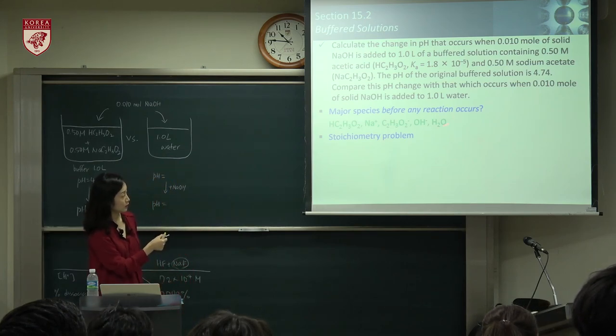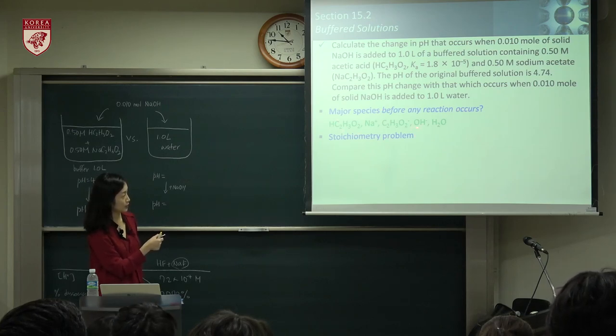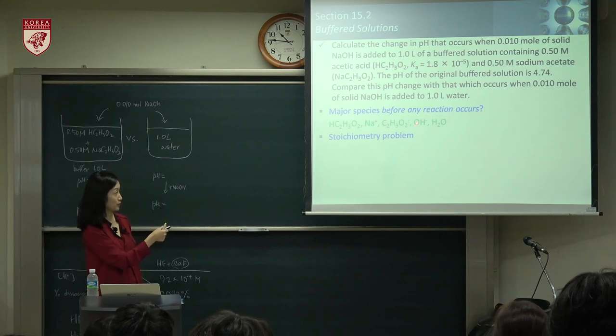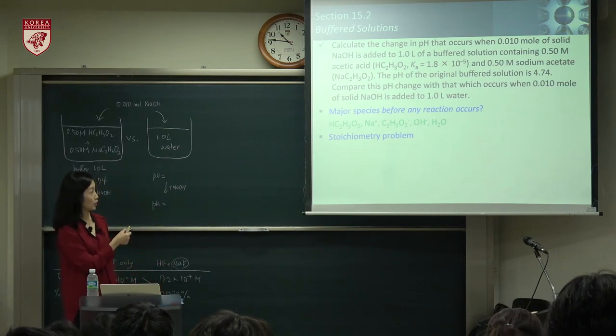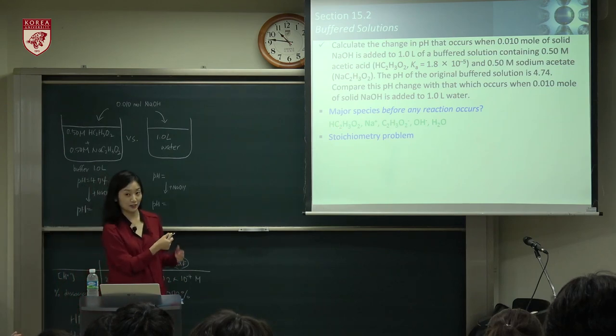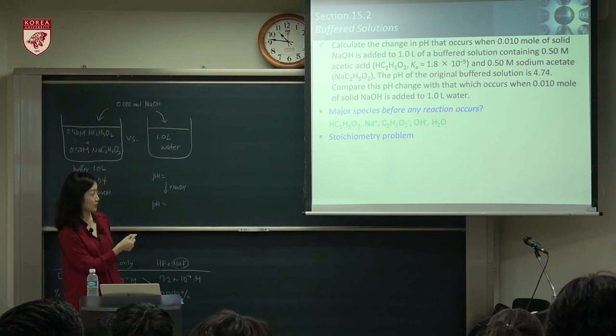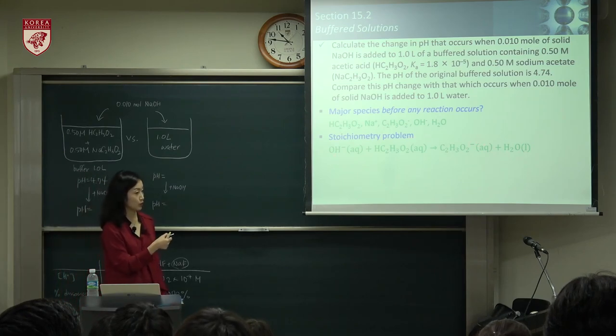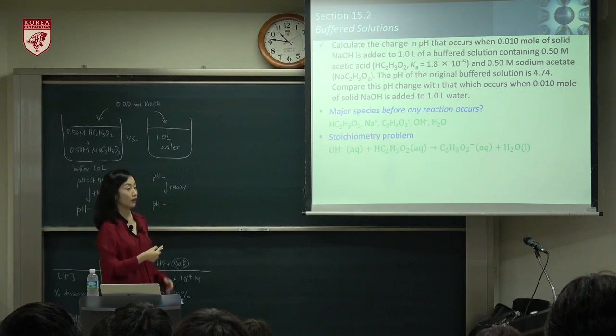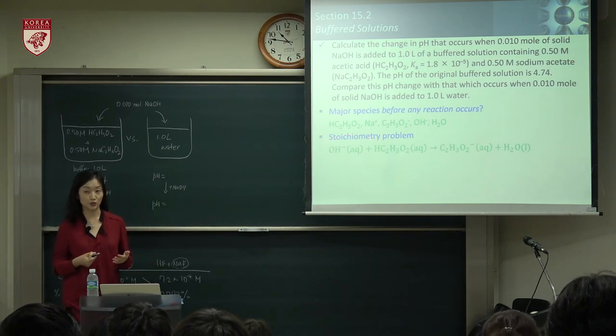We have to focus on the major species. So we note that OH minus is a strong base, which has a great affinity for protons. So it will look for the best proton source. In this case, what is the best proton source? It's the acetic acid. So there will be a reaction between the OH minus and the acetic acid to form acetate and water. So this reaction will go to completion, or until all the hydroxide ions are consumed.